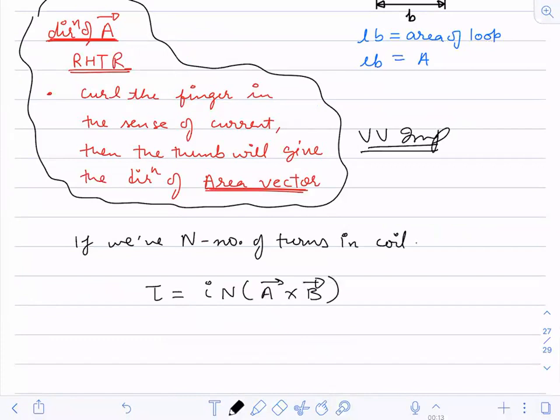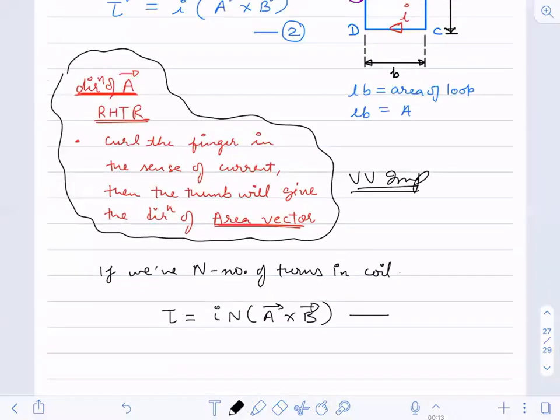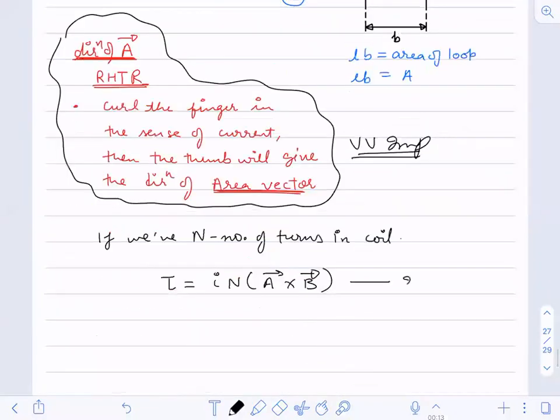Understood? It will become I into n A cross B. So this is our equation number 2B. Okay. So this is also a very important result.